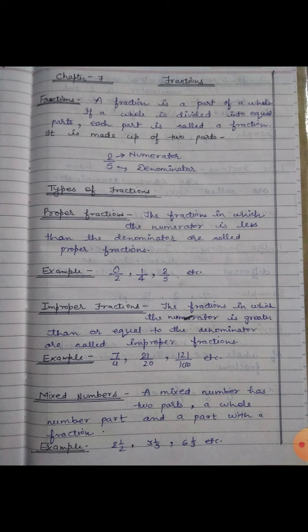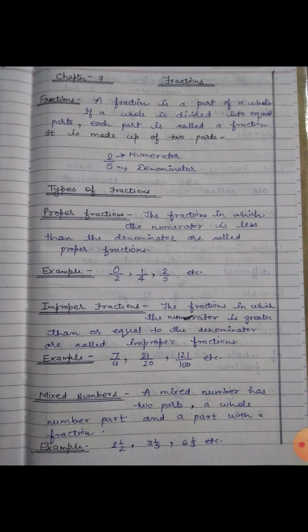A fraction is a part of a whole. If a whole is divided into equal parts, each part is called a fraction. It is made up of two parts, that is numerator and denominator. The upper part is called the numerator and the lower part is called the denominator. So students, what is a fraction? A fraction is a part of a whole.